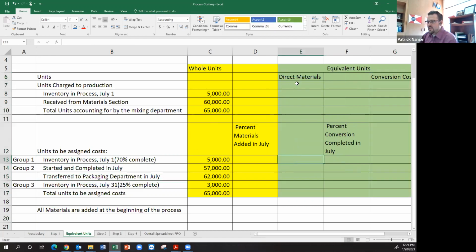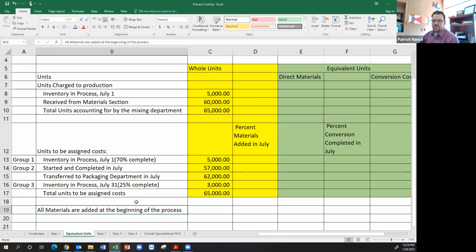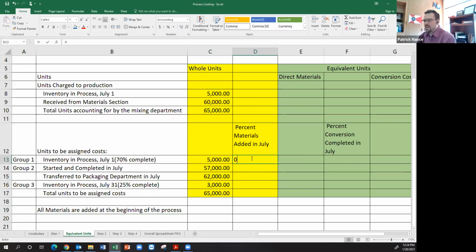It's talking about conversion costs, because conversion costs are added as the process goes along. So remember, direct materials is exactly what it sounds like, my direct materials. Conversion costs, we're talking about direct labor and overhead. So when we go through this, I need to say, okay, if I have in group 1 5,000 units, I want to figure out what percentage of materials were added in July. Because all materials in this example were added at the beginning of the process, no direct materials were added to group 1 in July, because all of them were added in June or a prior month, because it was my beginning inventory. So the percentage added in July for materials would be 0 for group 1.